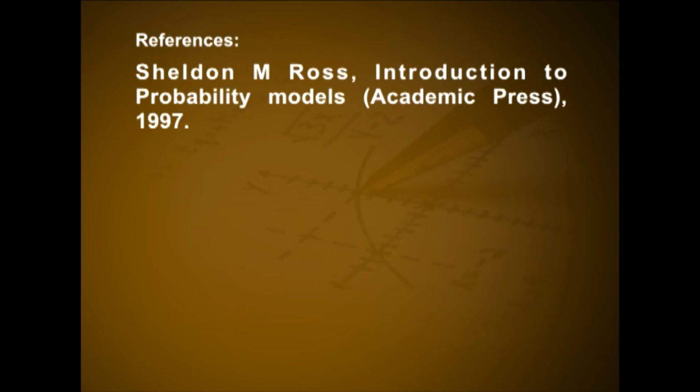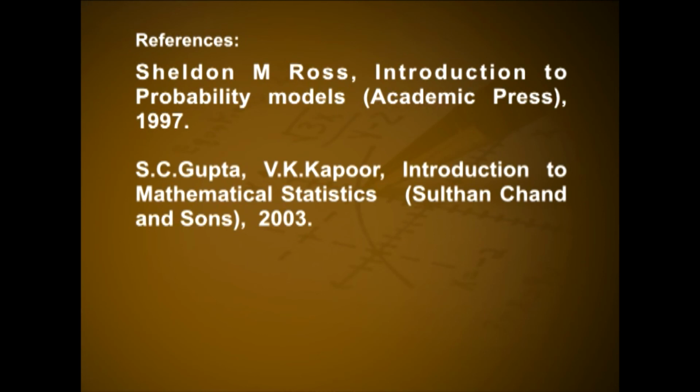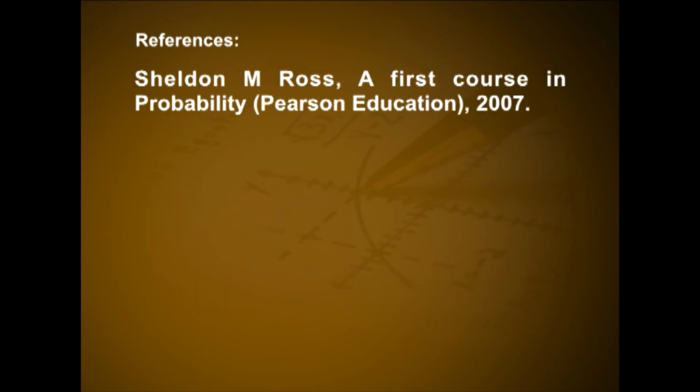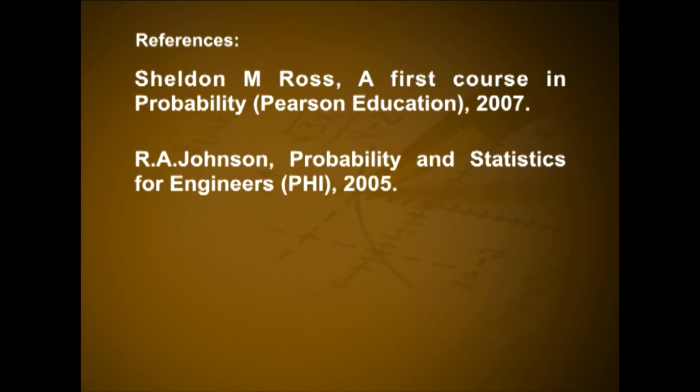The books for your references. Number 1, Sheldon M. Ross, Introduction to Probability Models, Academic Press 1997. S.C. Gupta, V.K. Kapoor, Introduction to Mathematical Statistics, Sultan Chand and Sons, 2003. T.K. Chandra, D. Chatterjee, A First Course in Probability, Narosa, 2003. S.M. Ross, A First Course in Probability, Pearson Education, 2007. R.A. Johnson, Probability and Statistics for Engineers, PHI, 2005.